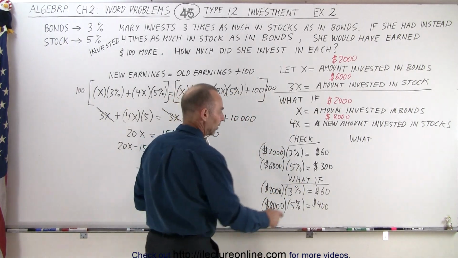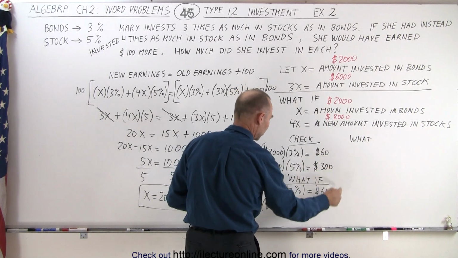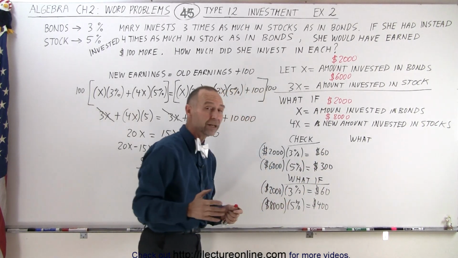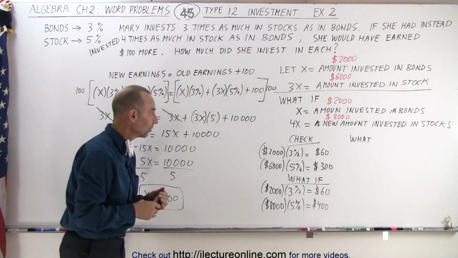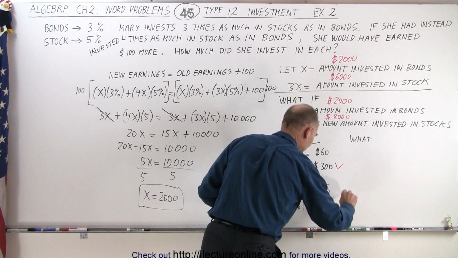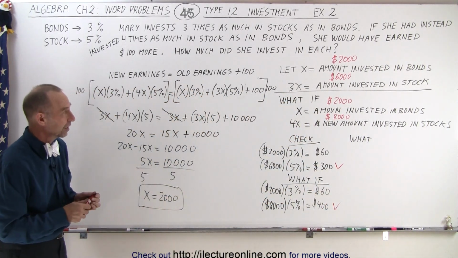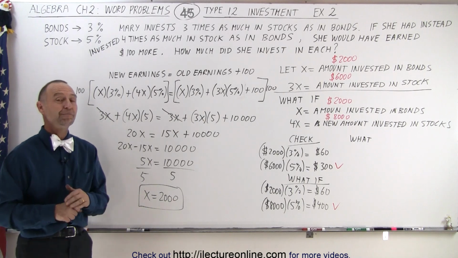And notice the amount earned on bonds is the same, but the amount earned on stock has now increased by $100, which is exactly what the problem states. So therefore, it looks like $100 more is indeed what we get when we invest $2,000 additionally in stock. And so that's how it's done.